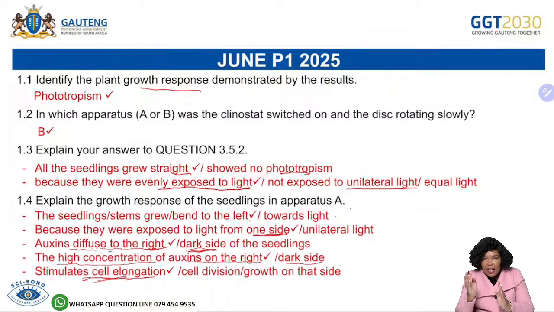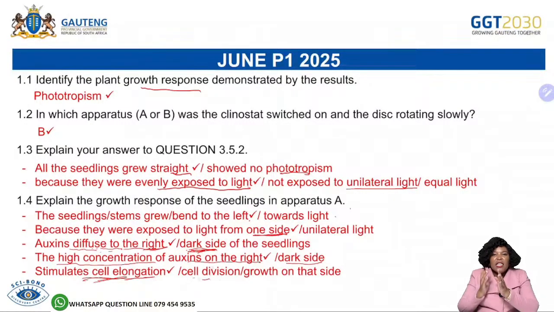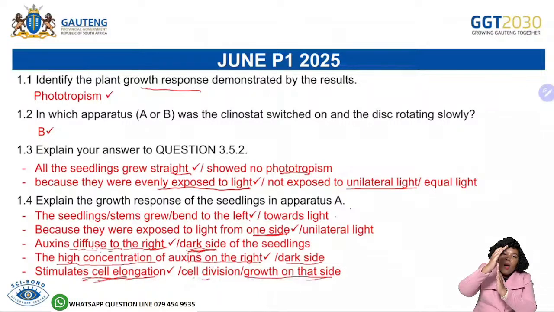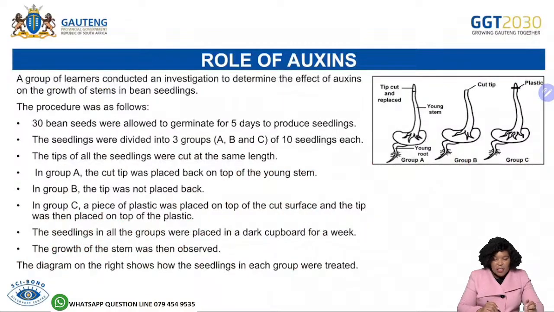Remember, it is dark. Now the auxins have moved towards the dark. When they are there, what are they going to do? They are going to stimulate cell elongation on that side. And when that cell elongation is being stimulated on that side, it is going to make the stems to grow more, and as they grow more from one side, it causes them to bend towards light. So that is the effect of what is happening in that experiment.